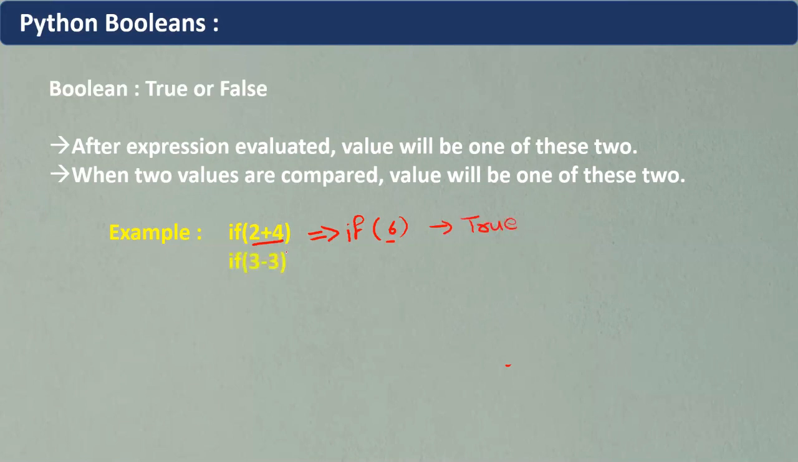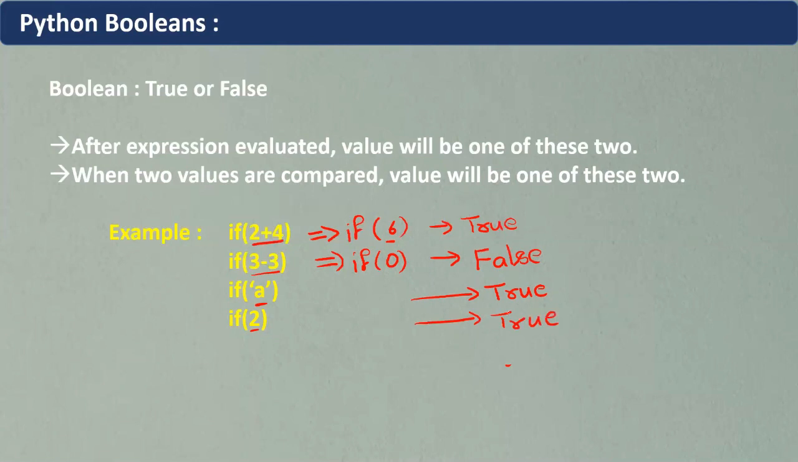Then the next expression, if 3 minus 3, what is going to happen after this expression is evaluated? 3 minus 3 means 0, right? So the condition is actually false. Next, if A, in this case the condition is true. And then next, if 2, here there is no expression, so it is going to evaluate to true.